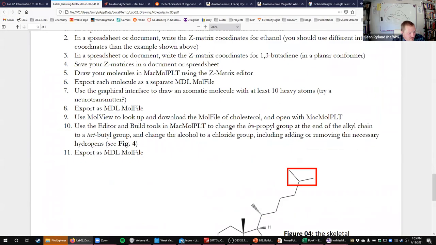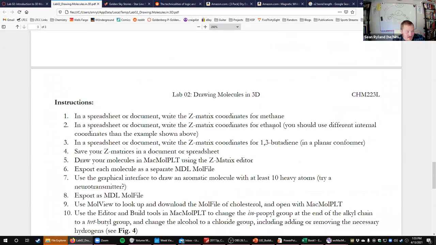All right, so you're drawing methane and ethanol in a Z matrix, and then building it and making your numbers match up to see if you did it correctly.